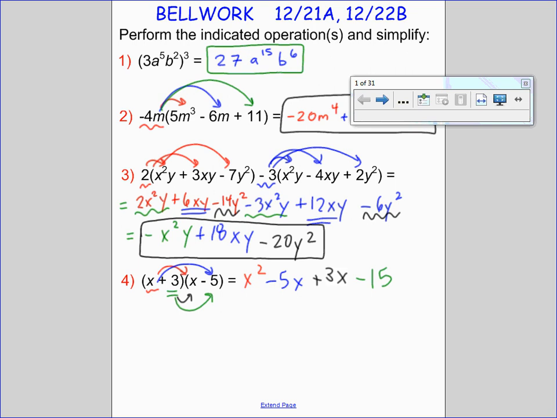Who spots why we're not fully simplified? How come this isn't all the way simplified? Barrett? Absolutely. What pair of like terms? 3x and -5x. Absolutely, thank you. So my final answer then would be x squared minus 2x minus 15. Strong work, and I'm thinking the blue box is really going to set that up. So raise your hand if you already had number 4, all the way at the end. That's great, you guys.